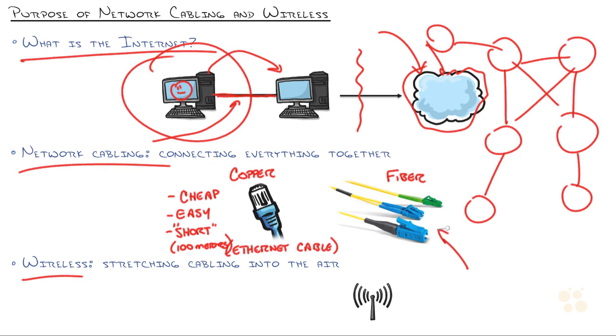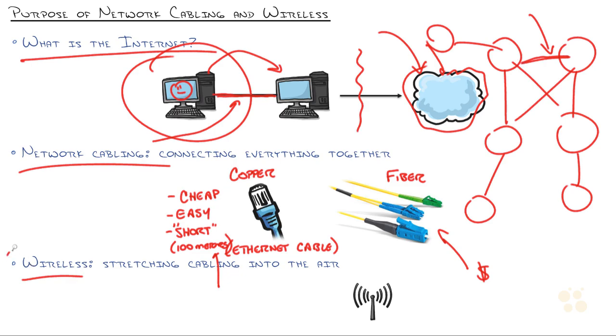Fiber is a little bit more expensive. It's a little more difficult to work with, but it can go really long distances. That's what these schools use when they connected together. Even way back then, fiber optic cabling was real. And instead of going a few hundred meters, it could go miles and miles and miles and kilometers, depending on which part of the world you're in, to connect these big buildings together.